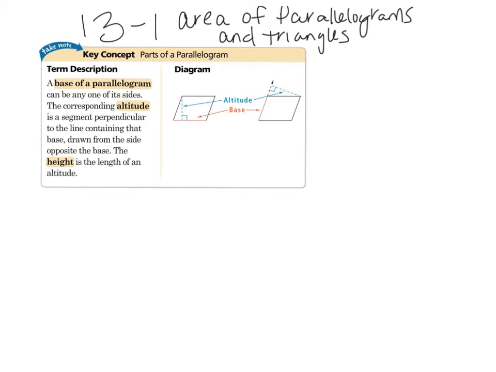Alrighty, this is your video for 13.1. This is titled Area of Parallelograms and Triangles. This is going to be probably something that a lot of you guys are going to enjoy because it's going to be a lot of formula-based problems. The first lesson is going to be over area of parallelograms and triangles.